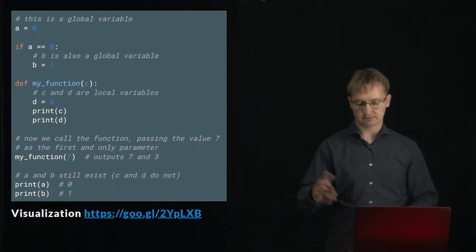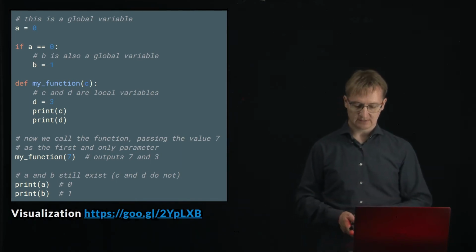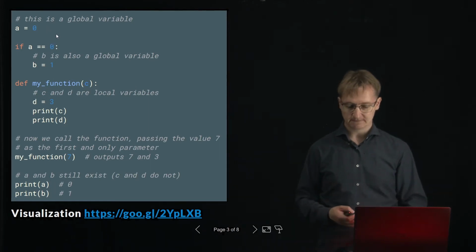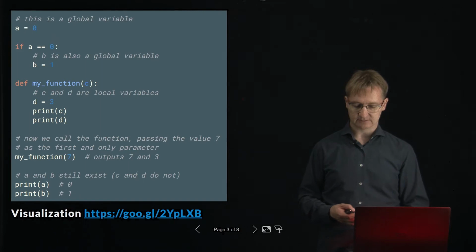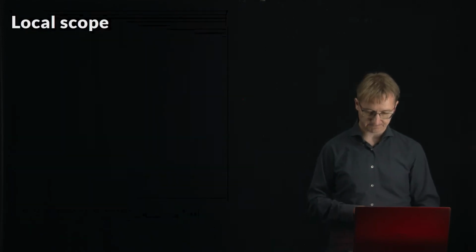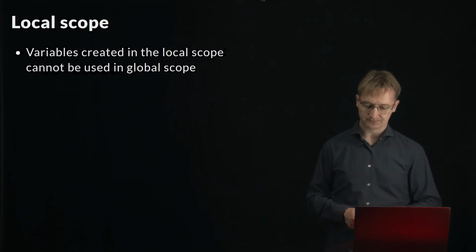Here are some comments about the same execution. The idea is that A and B values are global, they are accessible, and I cannot get C or T because those are inside the function and they are lost after the function. So let's see what the local scope is.